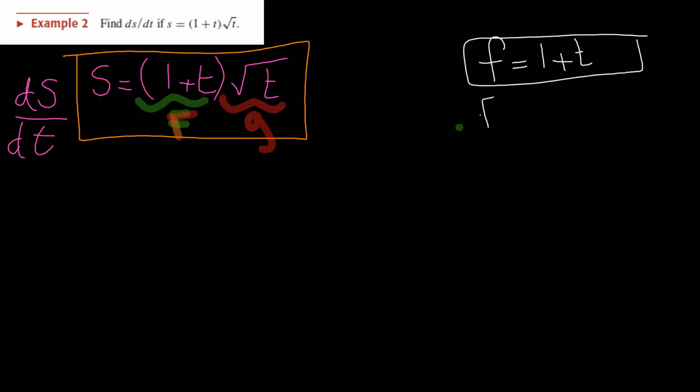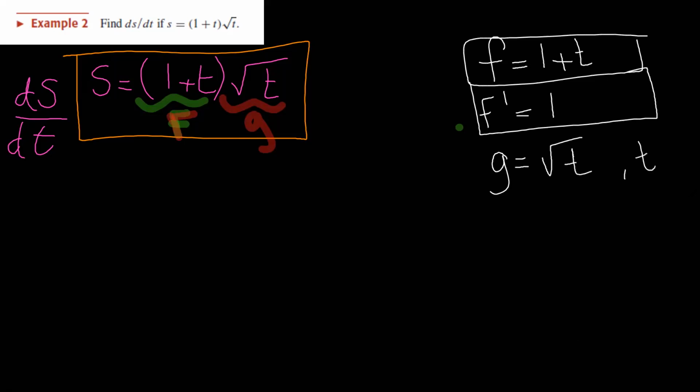The second step now. So F is 1 plus t. So what will be F prime? 0 plus 1, which is 1. Now, what is G? It is square root of t, or you can write it as t raised to the power half. Is it right?